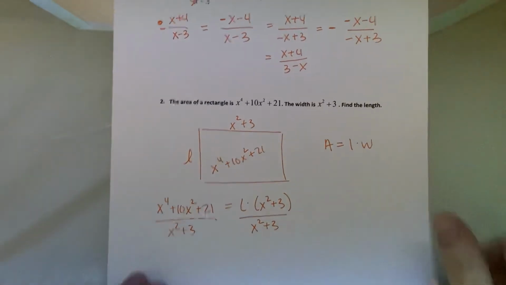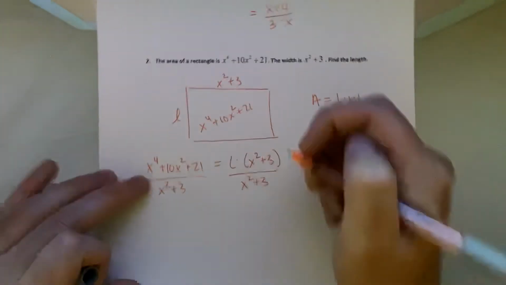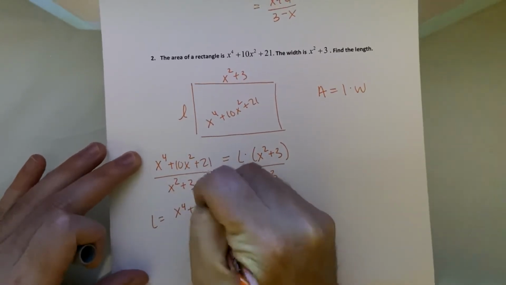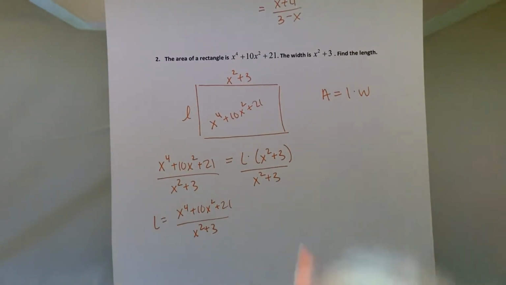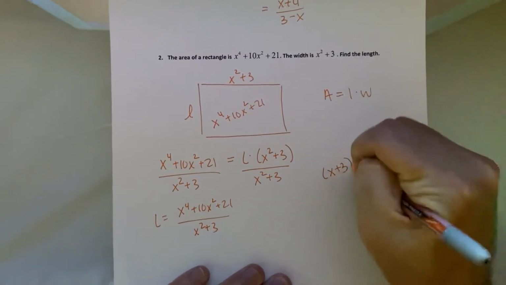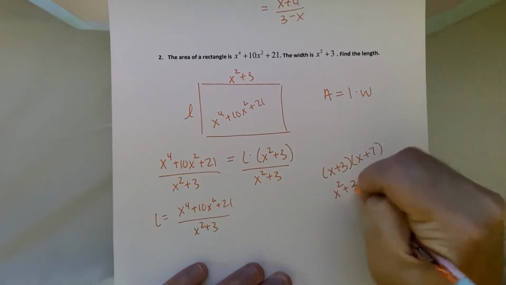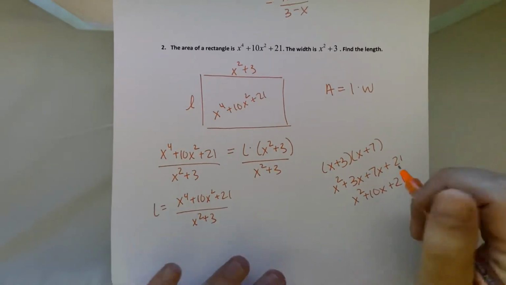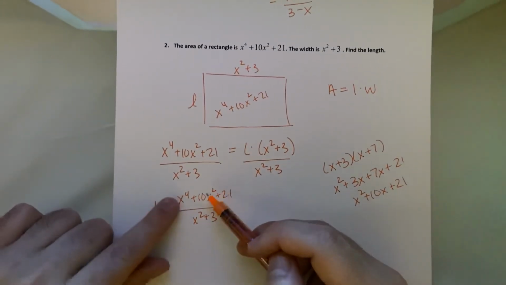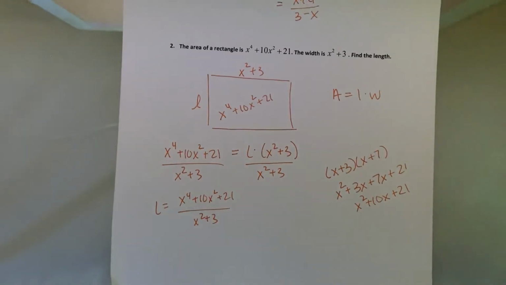Okay, so we can either use long division, or we can kind of use a strategy here. I think they kind of want us to factor, so length is x to the fourth plus 10x squared plus 21 over x squared plus 3. Here's an idea. What do we know about x plus 3 times x plus 7? It's x squared plus 3x plus 7x plus 21. So it's x squared plus 10x plus 21. It's the same kind of thing here, only we have bigger values of x, and our denominator is a bigger value of x. So we can kind of use what I call a substitution.